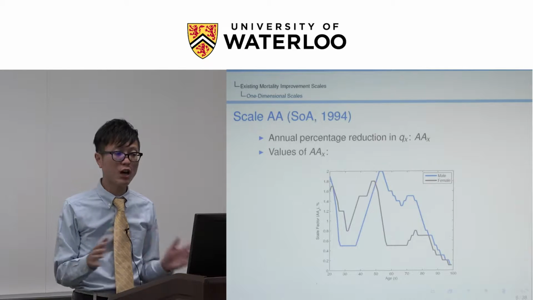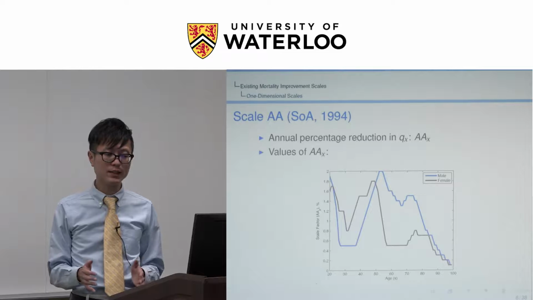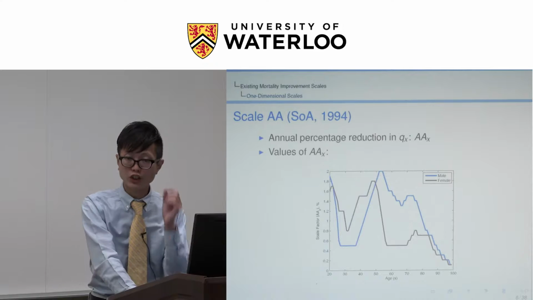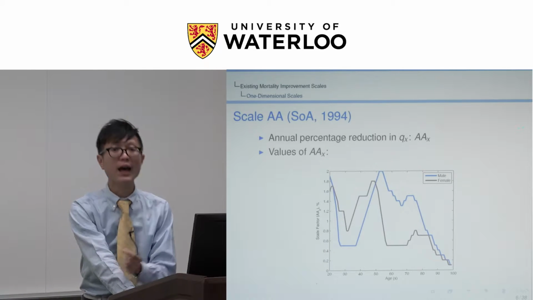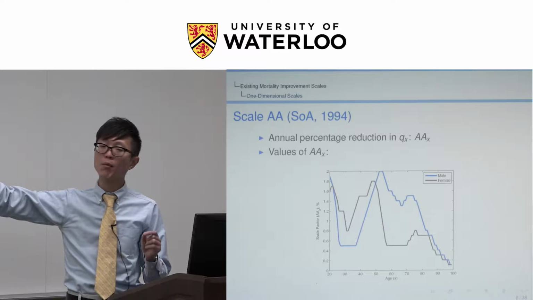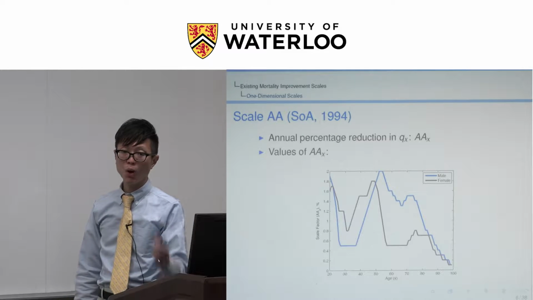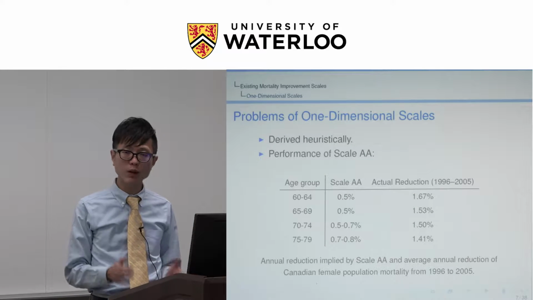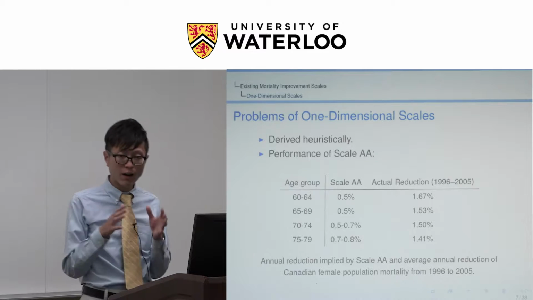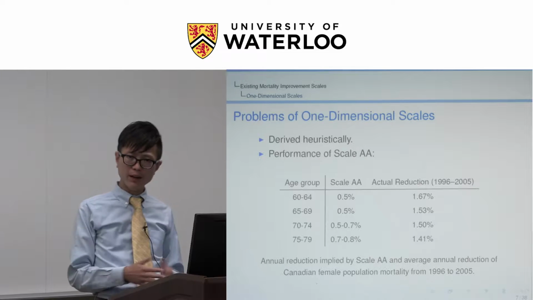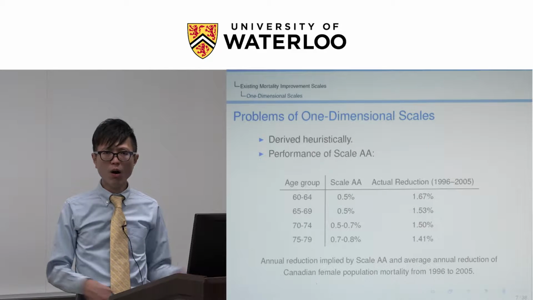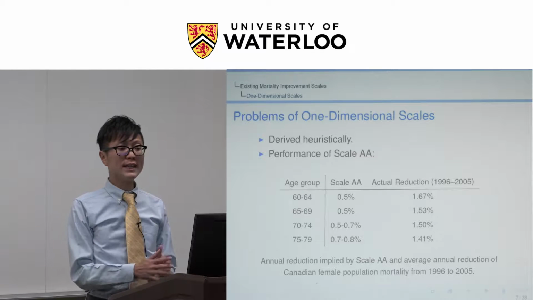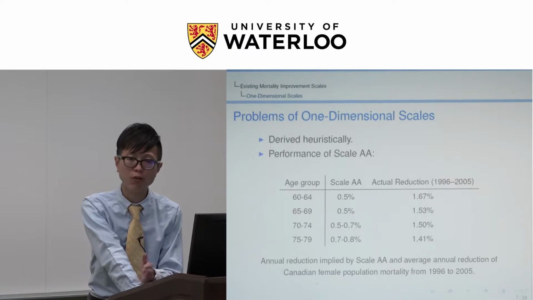And on this diagram, I've shown the scale factors for both genders at different ages. It is important to note that these scale factors change with age but not with time. And because of this, we call Scale AA a one-dimensional mortality improvement scale. There are some problems associated with one-dimensional scales. First of all, they are typically derived heuristically, either by trending past observations or by using some sort of actuarial judgment. And we have also seen that Scale AA did not perform very well.